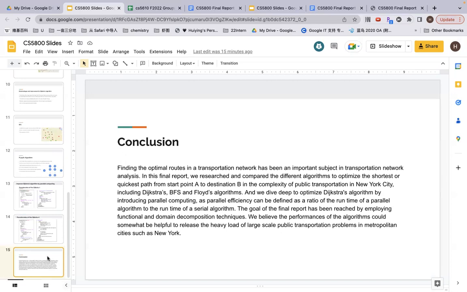We believe that the performance of the algorithm could somewhat be helpful to release the heavy load of the large-scale public transportation problem in metropolitan cities such as New York.